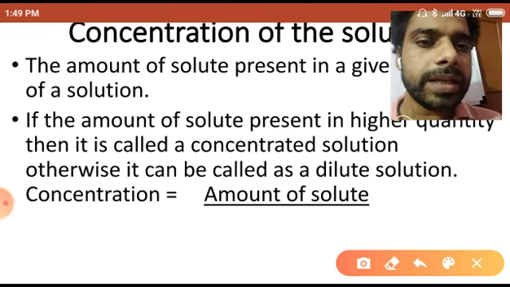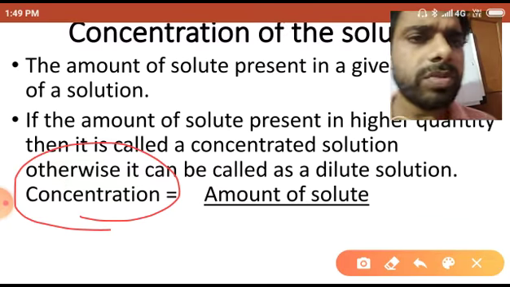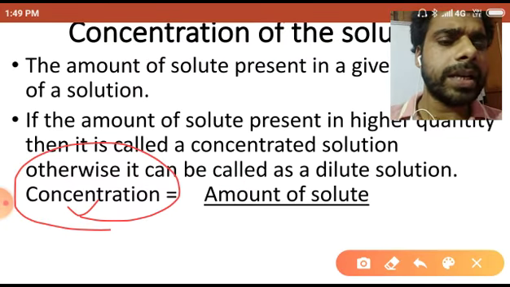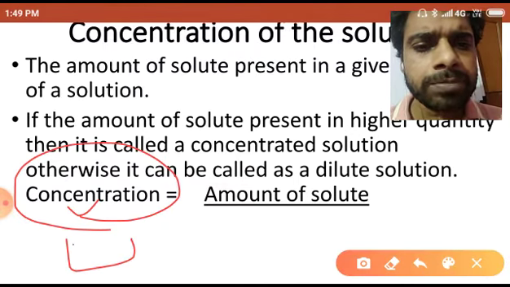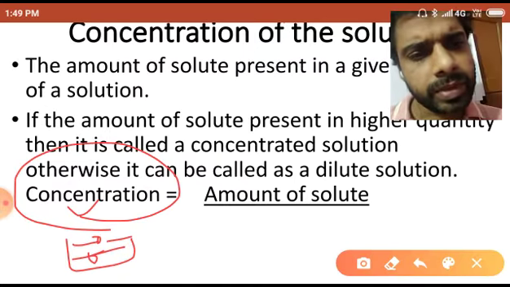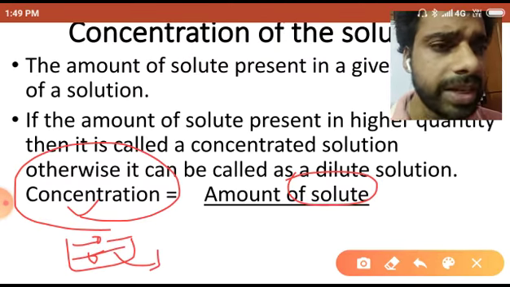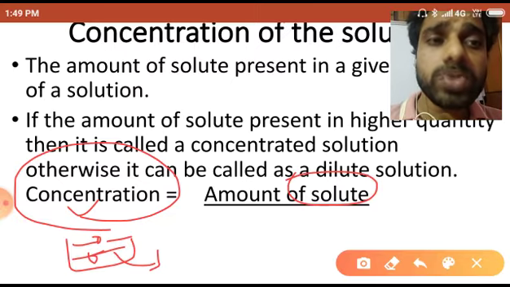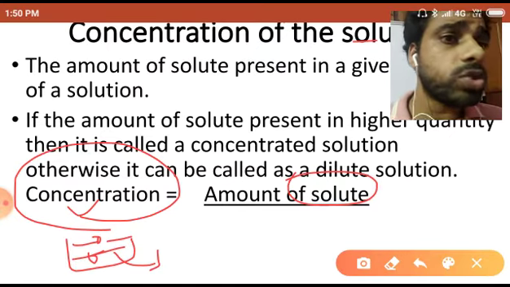Now let me write the formula for the concentration of a solution. In a beaker where a solution is there, you will find only two things. First you will find solute and second you will find solvent, but together they give the solution. So I am talking about the concentration of solution, not about the solvent here.